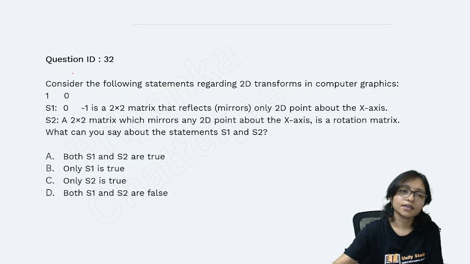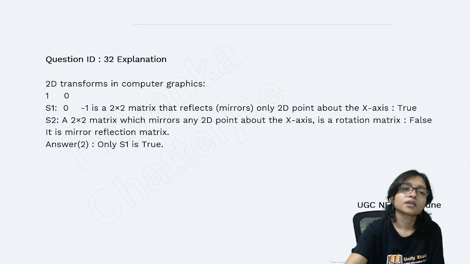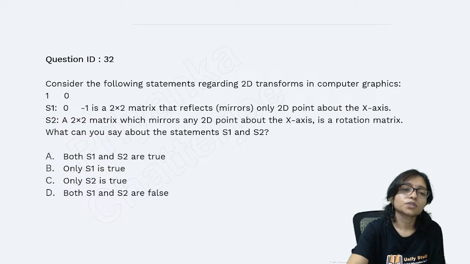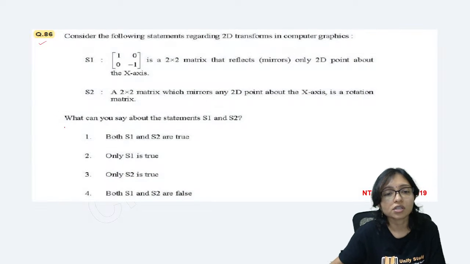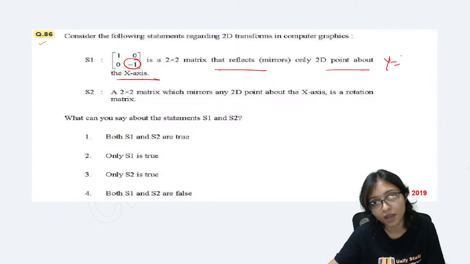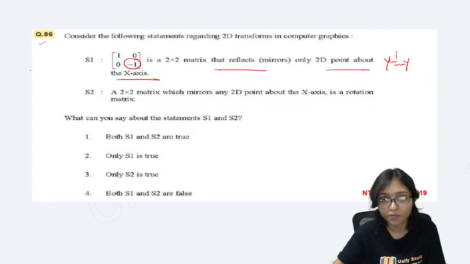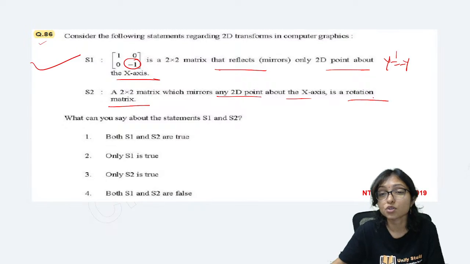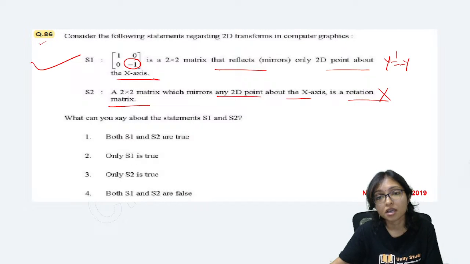Yes, here your answer will be option 2, that is, this one is true. Because this reflection matrix is according to the x-axis, this is correct. Because according to the x-axis, y dash will be -1, that is correct.